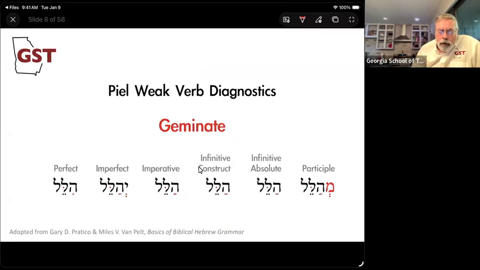And then the geminate. Again, nothing has changed here. All the weak form diagnostics, the hireq going to the perfect root one position, the patah everywhere else did not change. The dagesh forte in the second root position, the stem vowel position, did not change. And remember, our stem vowel is oftentimes going to be variable between the patah, the segol, and the, that's not right, the tsere. So here we see the tsere all the time, but that's not really a diagnostic feature because it is a variable. But in the geminate, nothing changed.